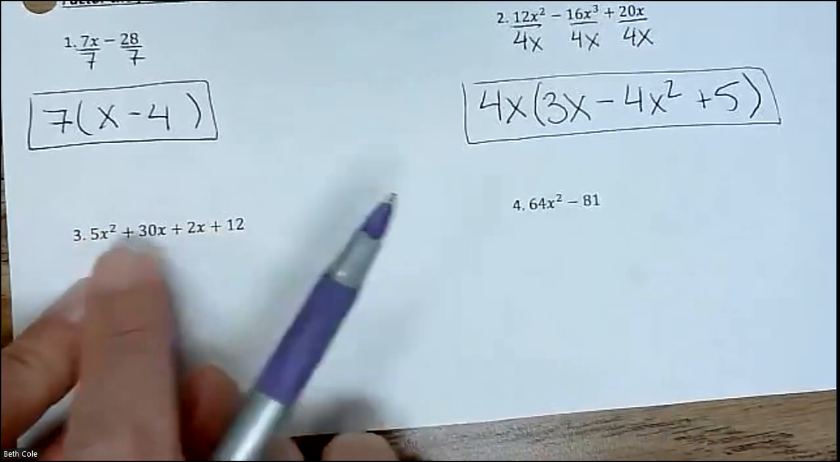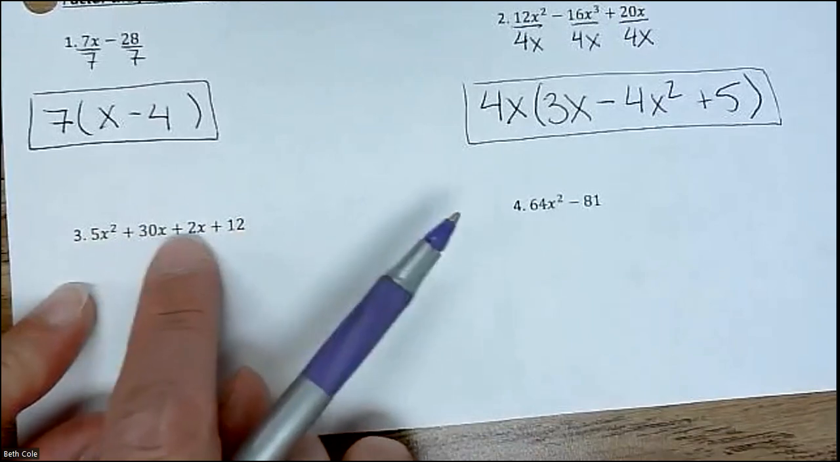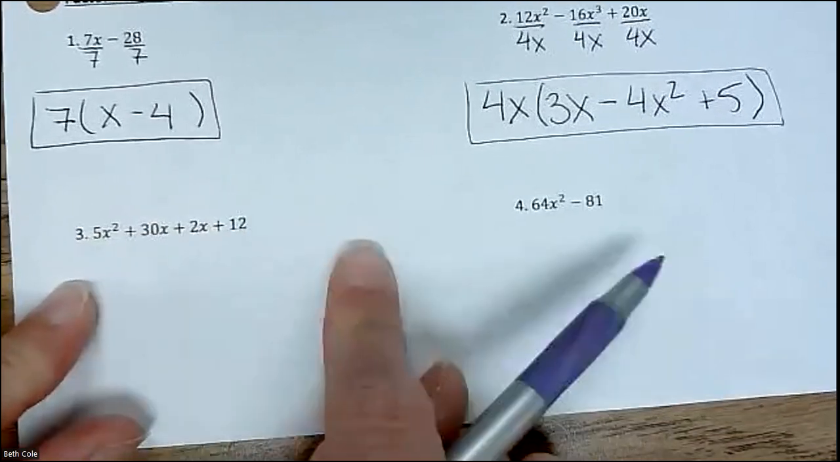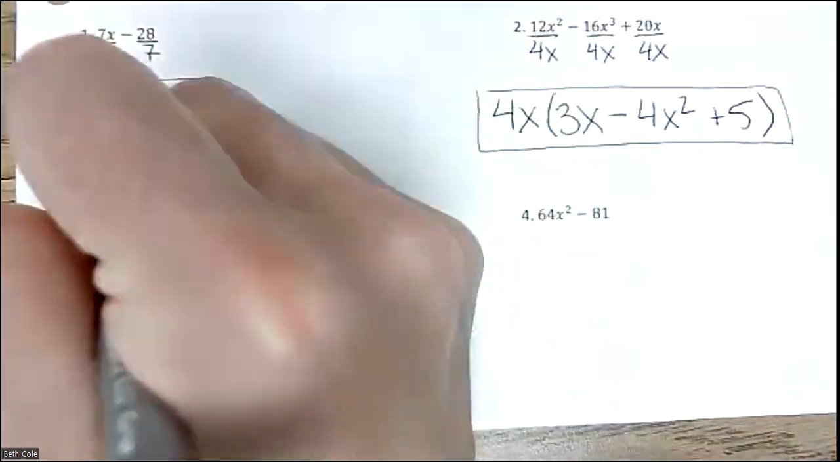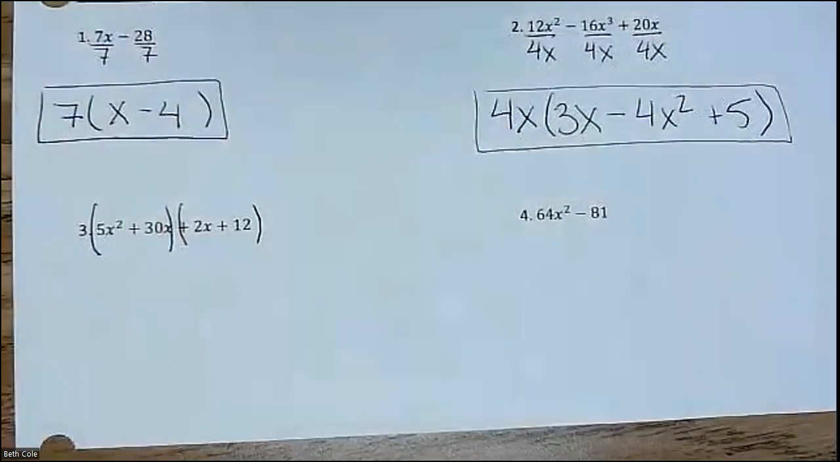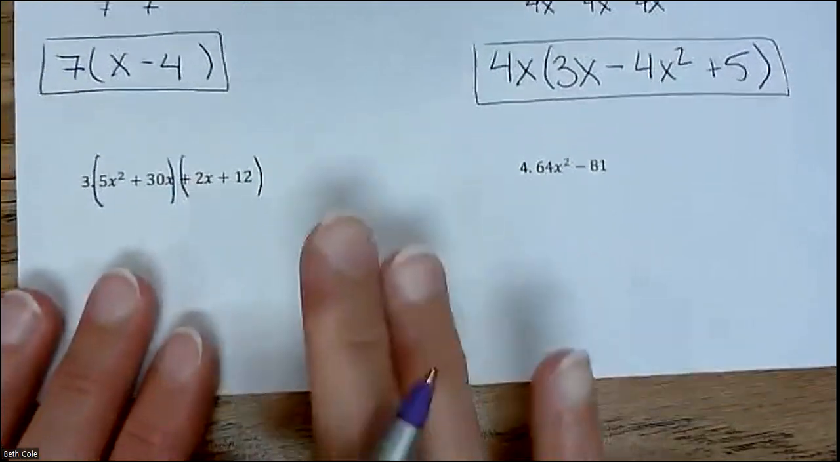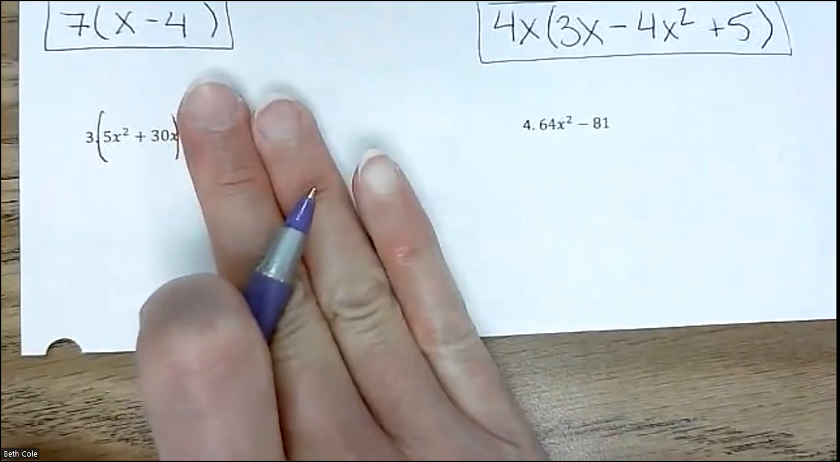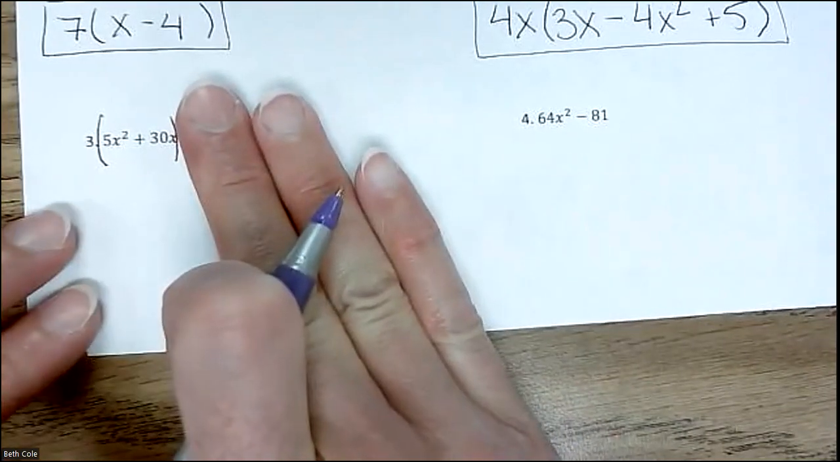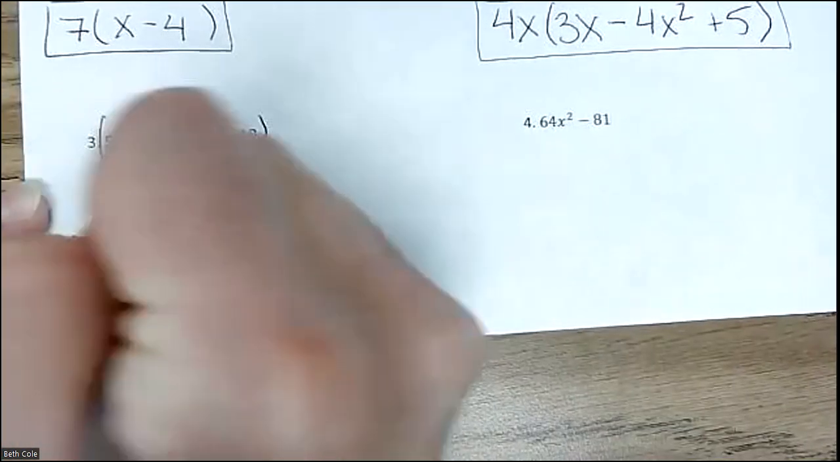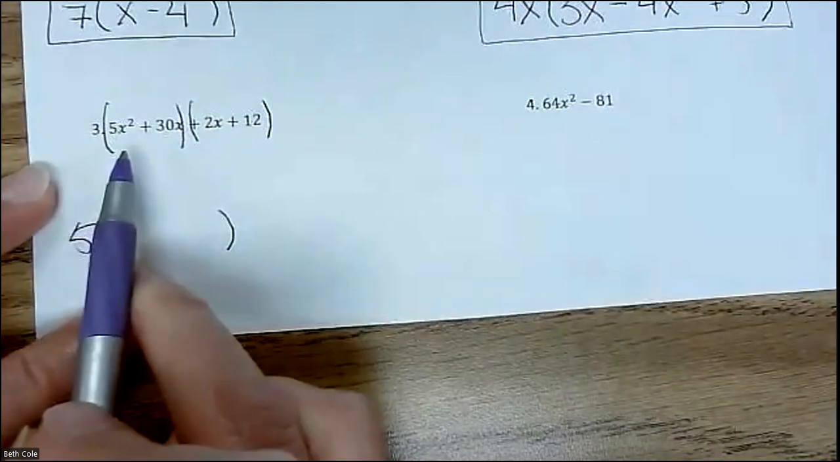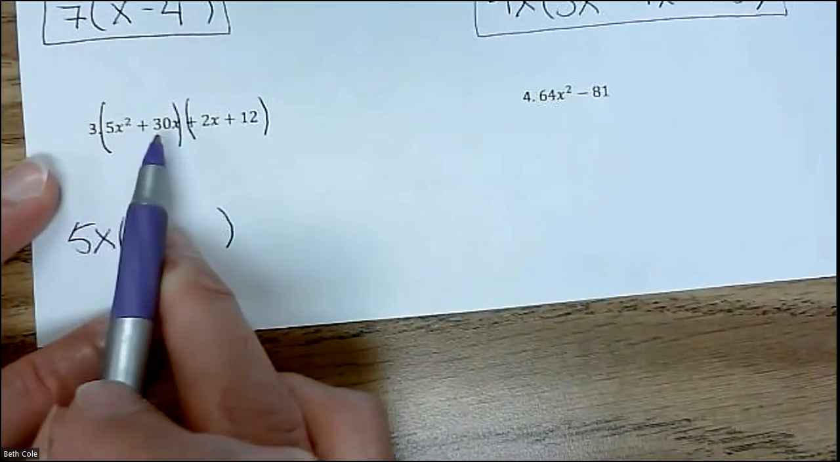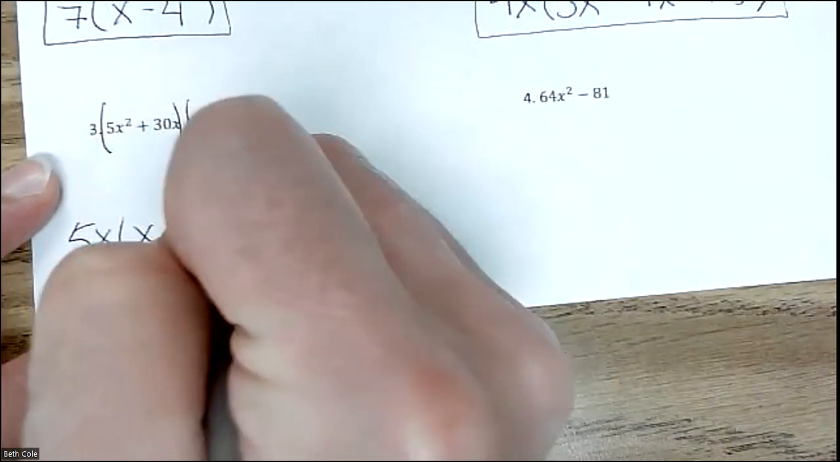What did you think for this one? Did you count how many terms there are? 4. What does that mean we do? Group. Parentheses around the first 2, parentheses around the second 2. Well remembered. All right, now you just do it half at a time. What can you take out of the first 2? 5X. Perfect. When you divide out 5X, you're going to be left with X plus 6.